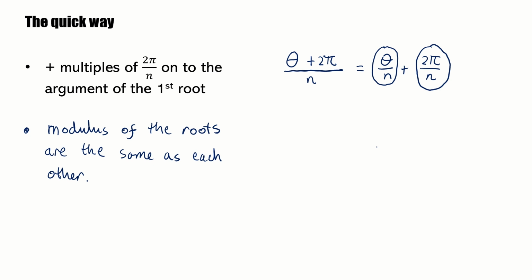There is another way, though, you could look at this sort of stuff to help you remember why we are just allowed to add 2 pi over n radians onto the argument each time to find the other roots, and that is to look at what's going on geometrically.